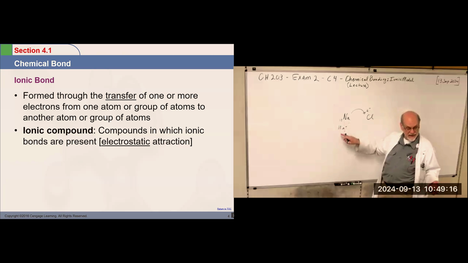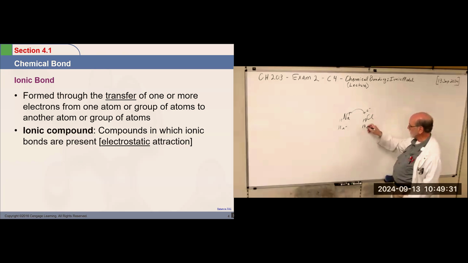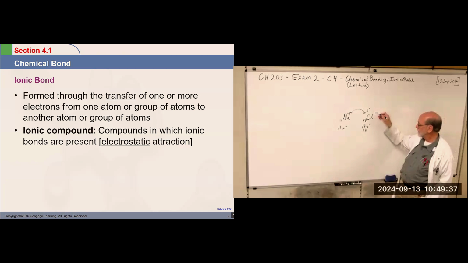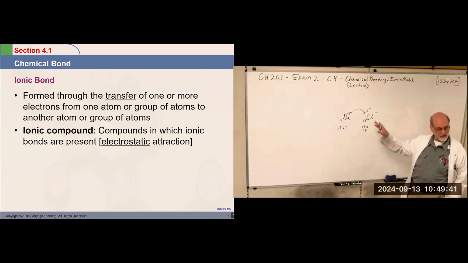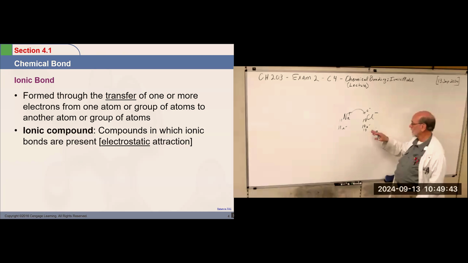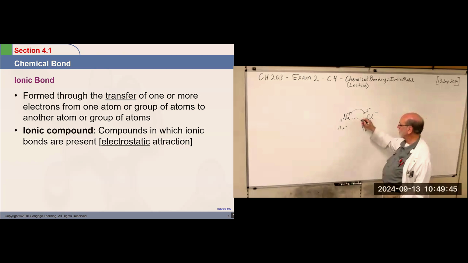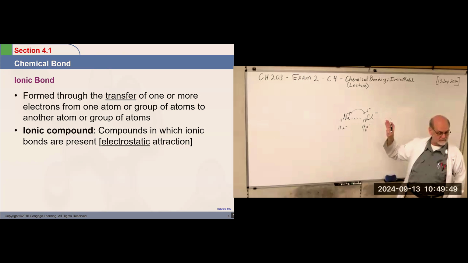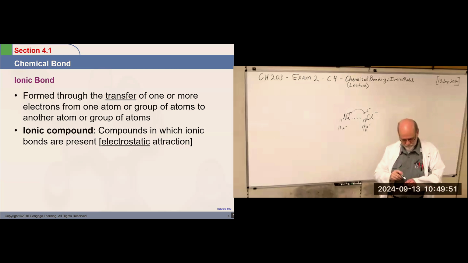Now, chlorine is 17, right? So it has 17 electrons. And if we add another electron to it, now it's got 18. So 17 positives and 18 negatives gives you a negative net charge. Okay? Once that transfer has taken place, then you get an electrostatic attraction between a positive and a negative. It's just that simple.